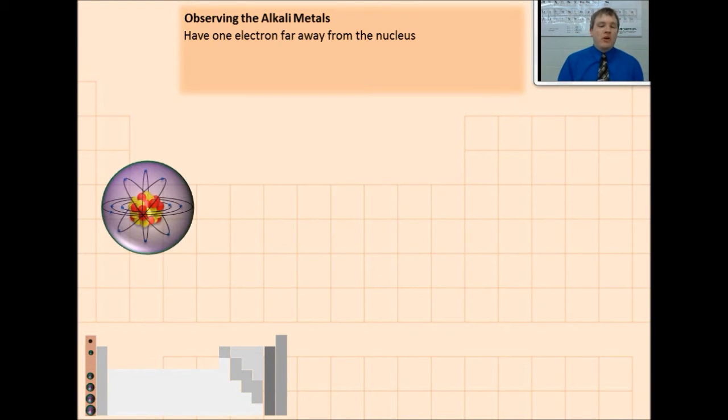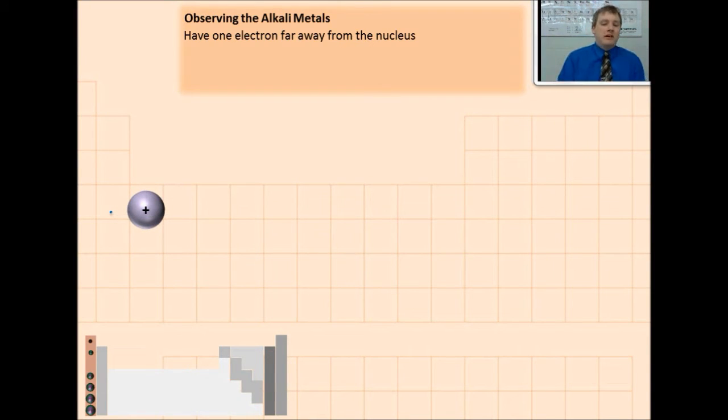Here's a picture of one of the alkali metals. We're going to take a look at sodium because that's the metal that we're going to observe in our demo. You'll notice that there's one electron that's farther away from the nucleus than any of the other electrons. That is the electron that gives sodium its properties.